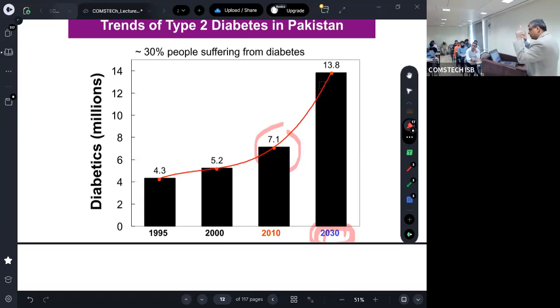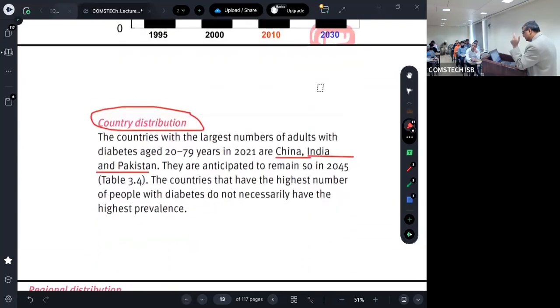That means we make a projection: if it increases in this way, what will happen after 5 years, after 10 years? This is the projection. The projection is less, but the reality in diabetes is more.